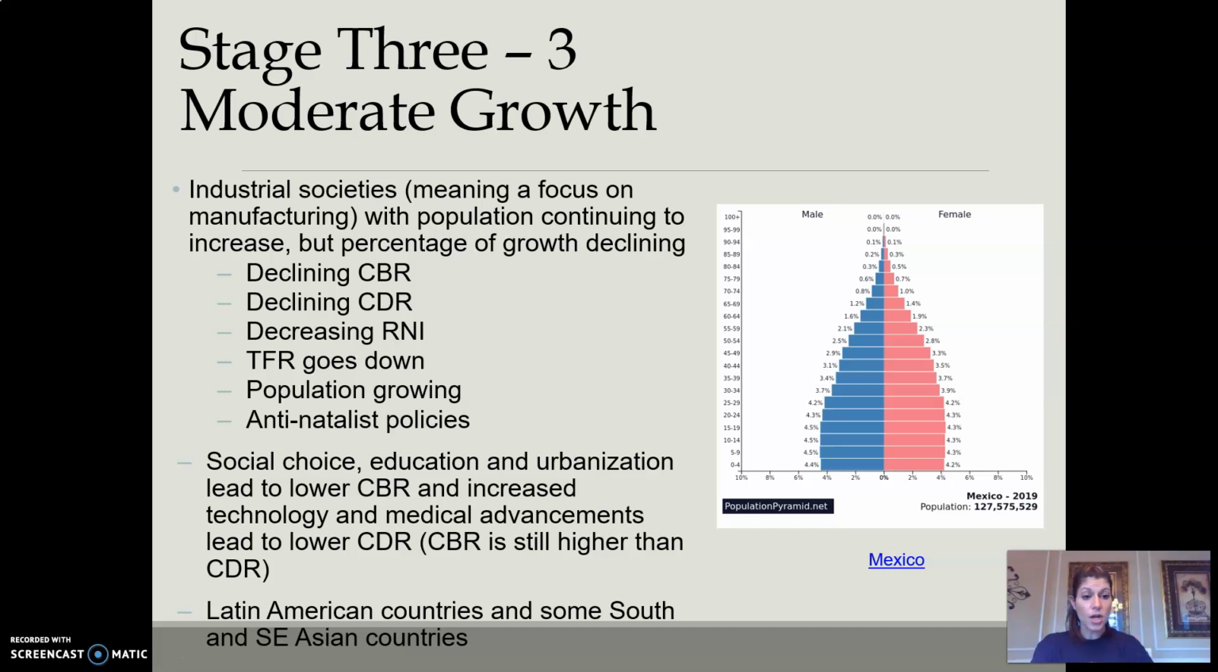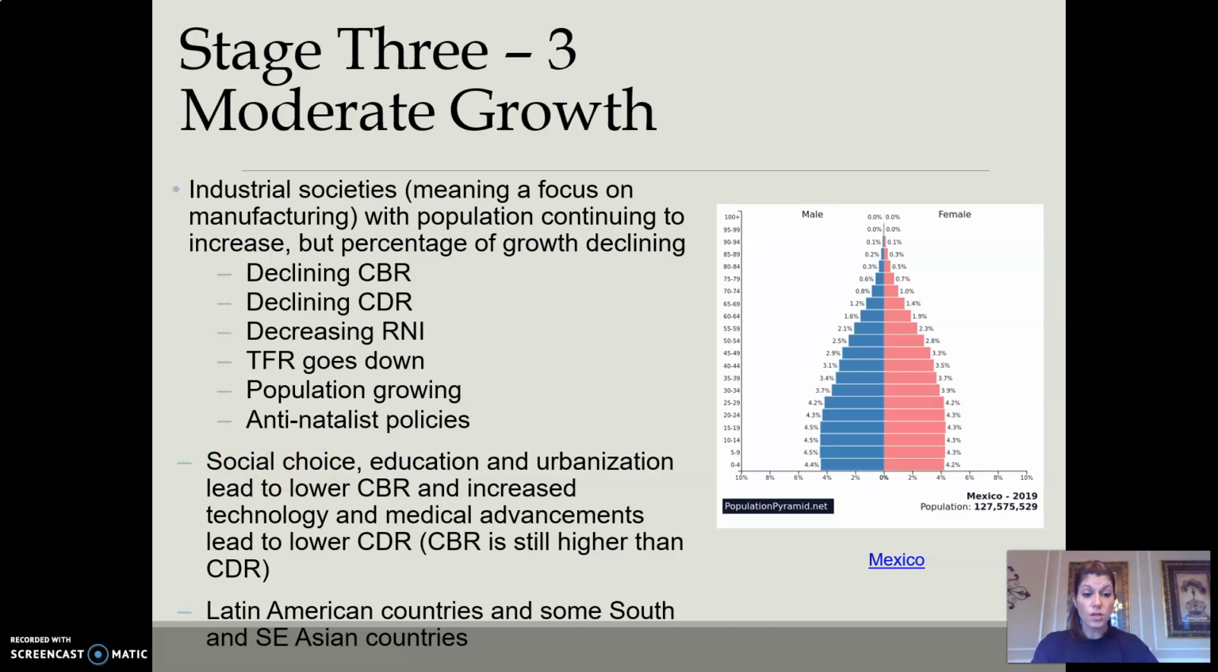The most famous is China with the one-child policy. India has had policies. Egypt has had policies. Singapore had antinatal policies that were so successful that they had to start pronatal policies where they encouraged people to have children. So some of the factors, social choice, we'll start to see rights, more opportunities for women.